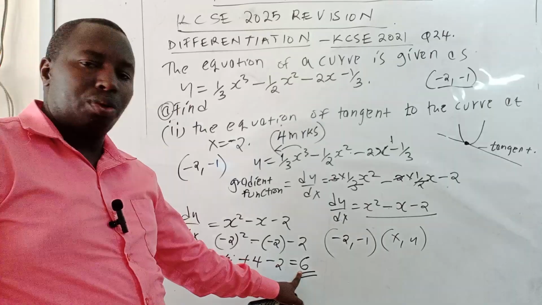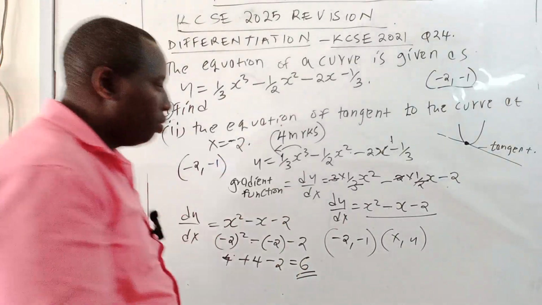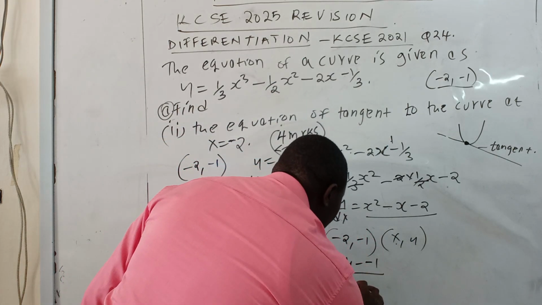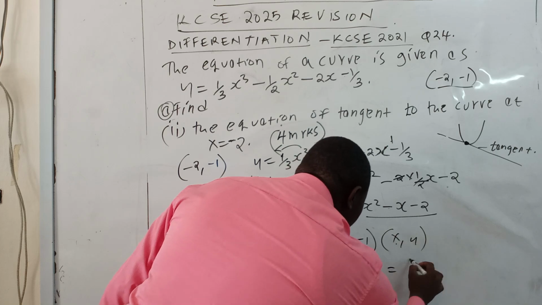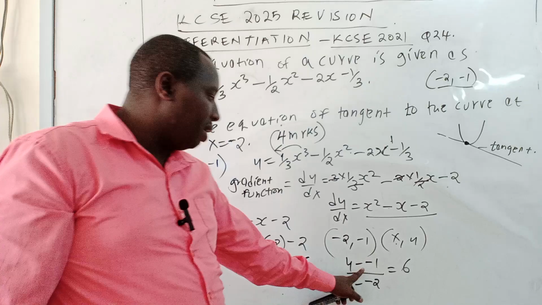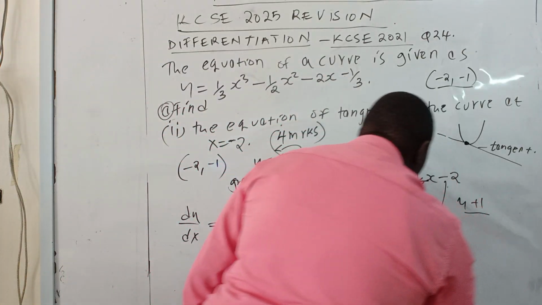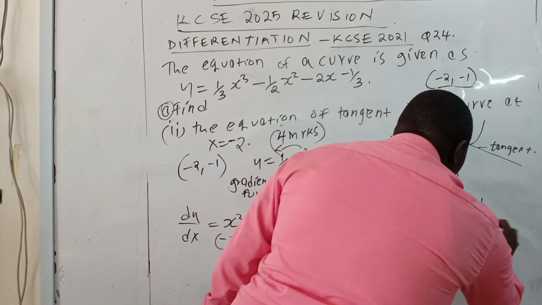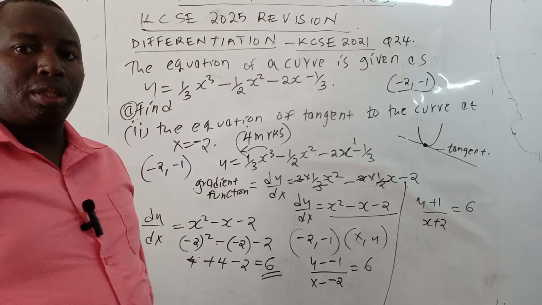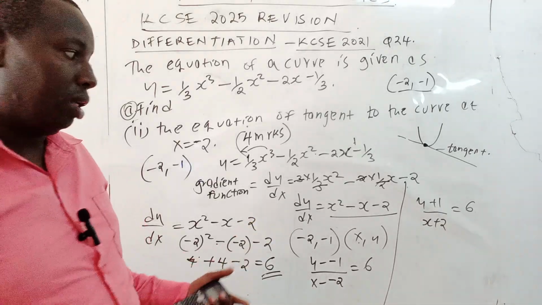The same way you find the equation of a straight line, because a tangent is a straight line touching that curve at only one point. So you say (y minus 1) all over (x minus 2) is equal to 6. You get that? The minus the minus comes to plus. So therefore you say (y plus 1) all over (x plus 2) is equal to 6. This is the equation of the tangent you're looking for.